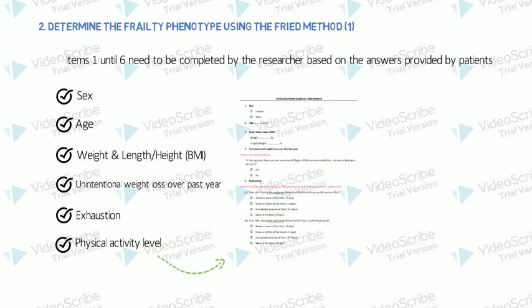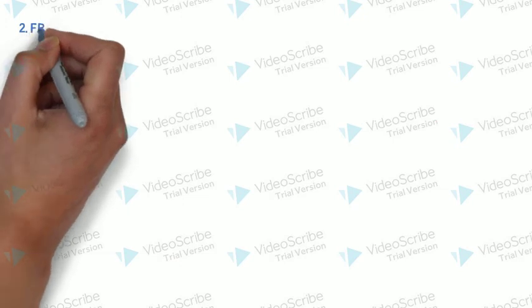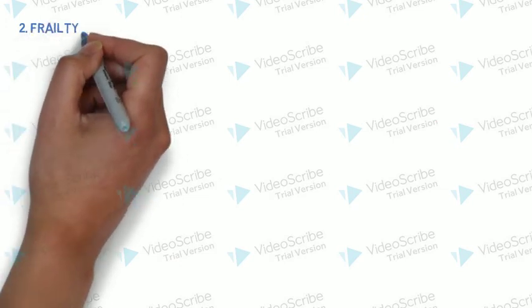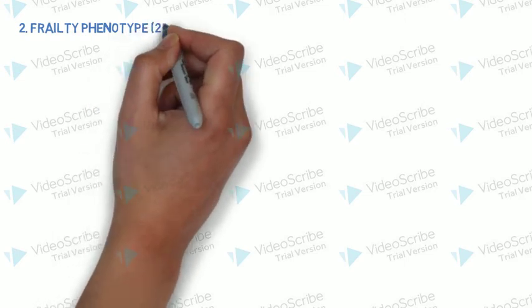In the data collection form, you can find 2 pages where items 1 until 6 can be found. Please complete all items. Furthermore, in order to determine the frailty phenotype, we also need to complete item number 7, which is the walking speed of the patient.